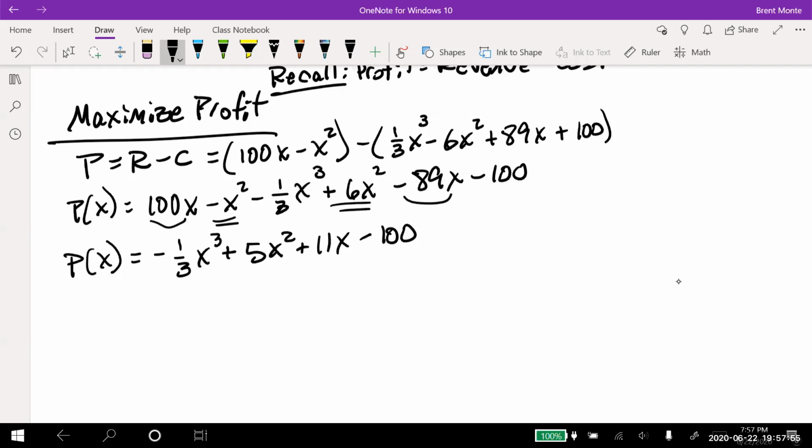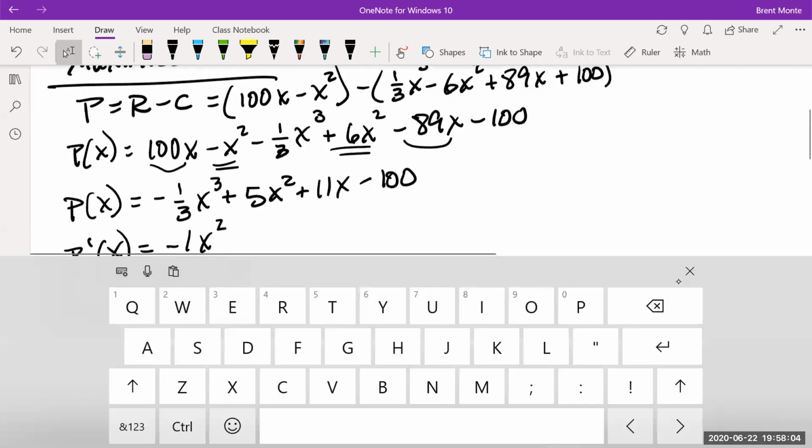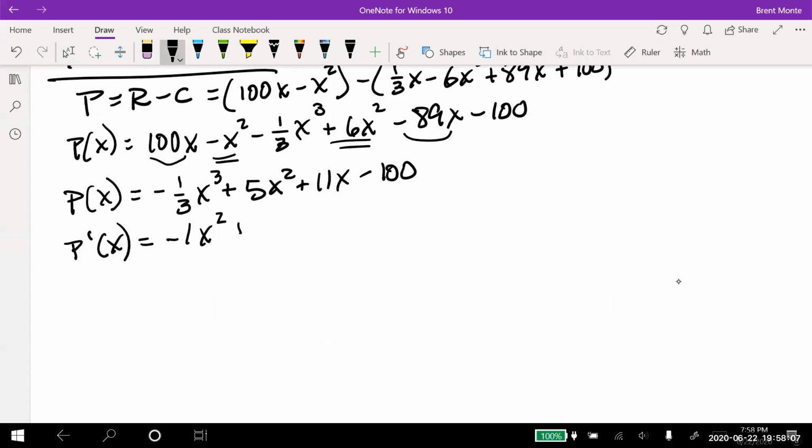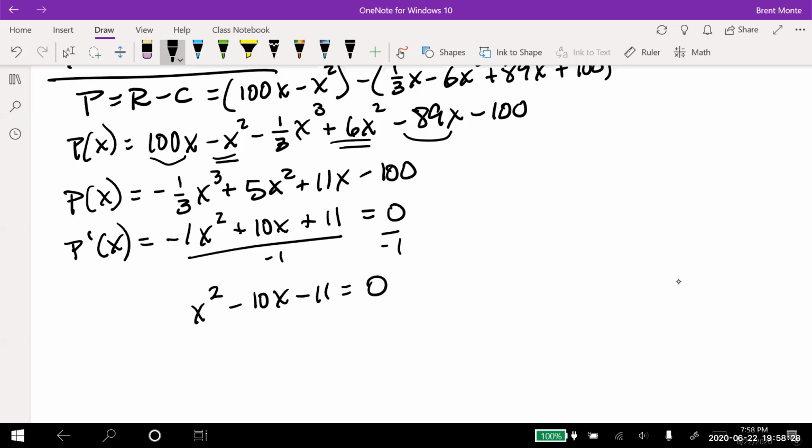We're trying to maximize this function. So as always, I take the derivative and set it equal to 0. Bring down the 3, and I get negative X squared plus 10X plus 11. I set that equal to 0, because remember, we're looking for the critical values, wherever the derivative is 0 or undefined. I don't like the negative X squared, so I'm going to divide both sides by negative 1. So I get positive X squared minus 10X minus 11 is equal to 0.